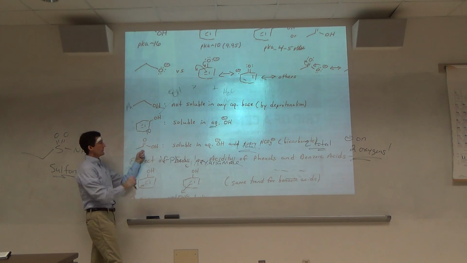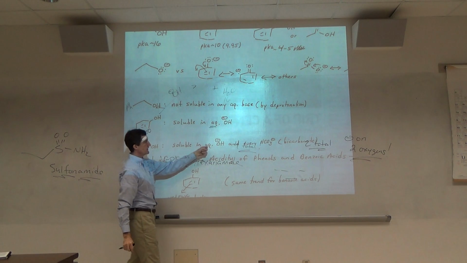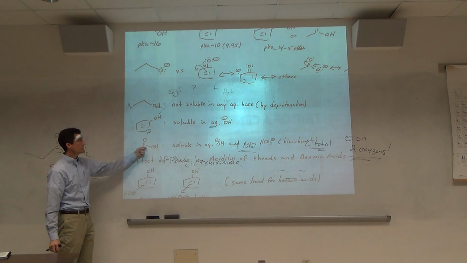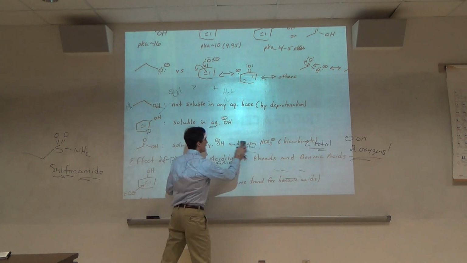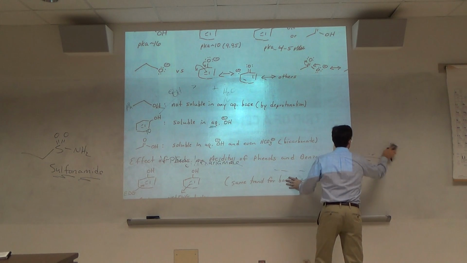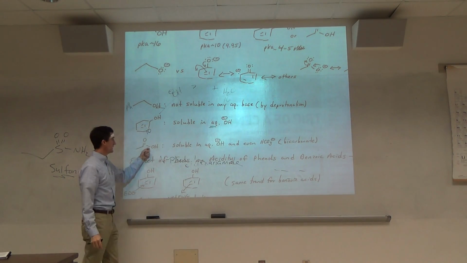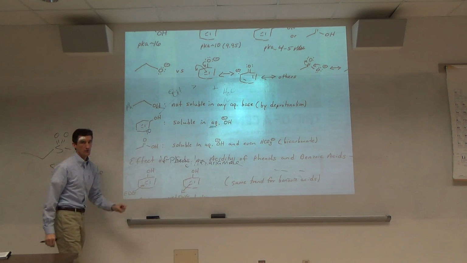Carboxylic acids are even more acidic, so they're going to be even more in the anion form. You treat these with hydroxide, these are converted to the anion, and so these are soluble in hydroxide. Carboxylic acids are also soluble in bicarbonate. Bicarbonate's a weaker base. It's strong enough to deprotonate a carboxylic acid, but it's typically not strong enough to deprotonate a phenol.